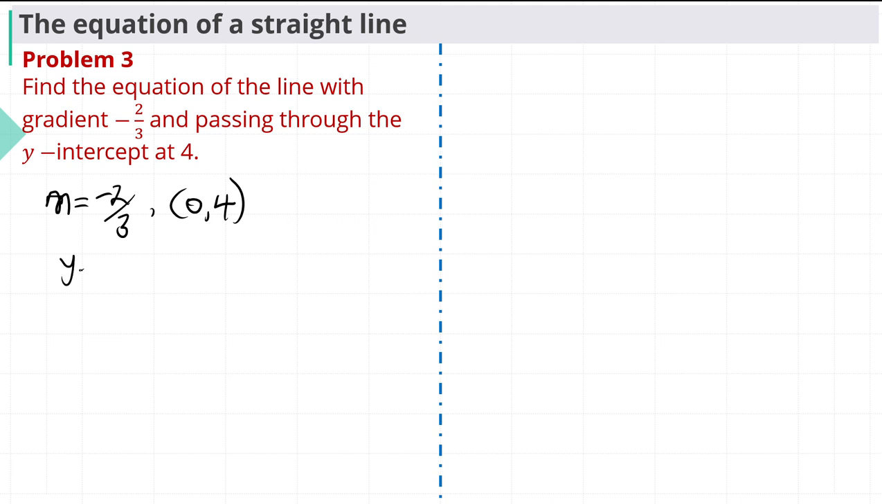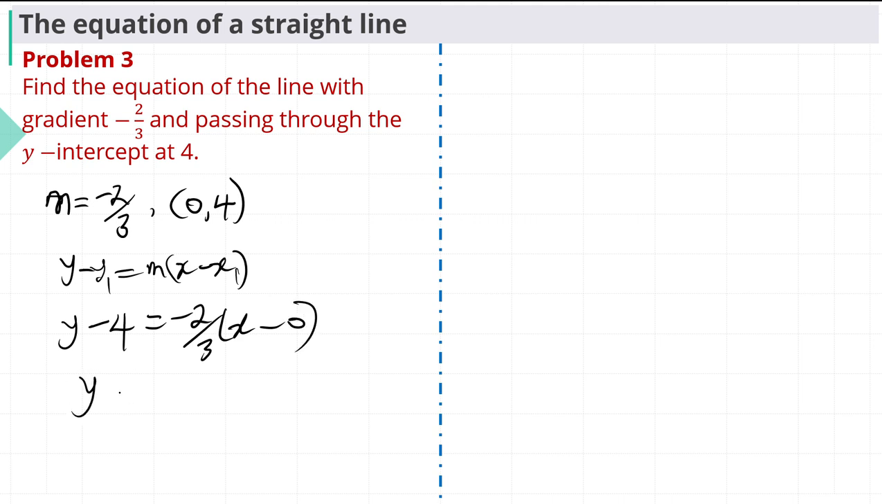Now, we know that y minus y1 equals m multiplied by (x minus x1) is the general equation of a straight line. Now we have that y1 equals 4, gradient is minus 2 divided by 3, x1 is 0. Now the right hand side simplifies to minus 2 thirds x plus 0. Now write the final answer in the form y equals mx plus c. You have your answer this way. When you add 4 to both sides, this is what you get.